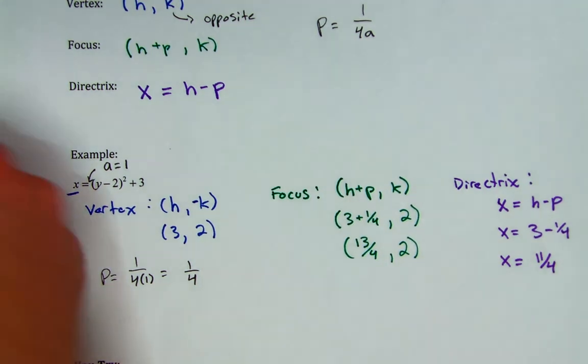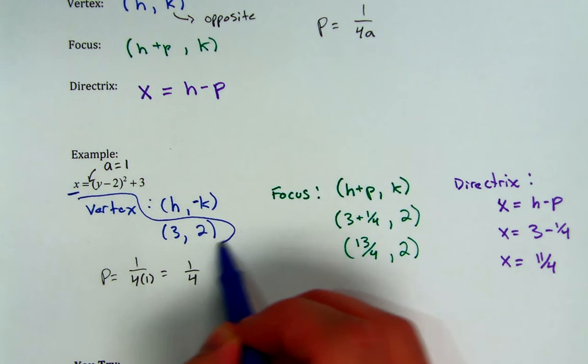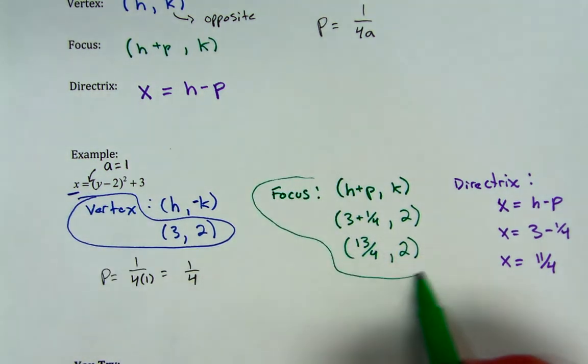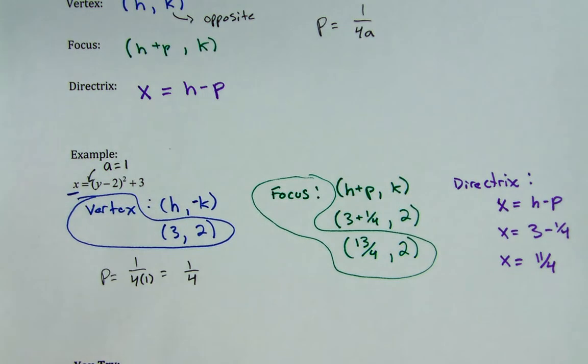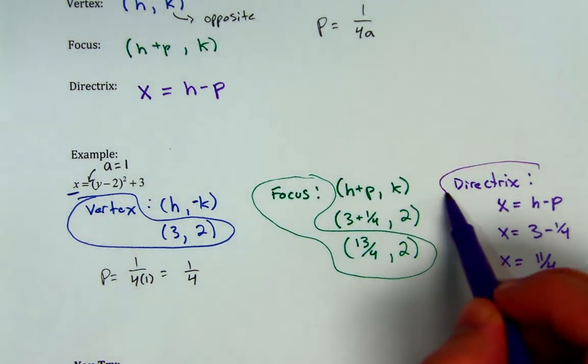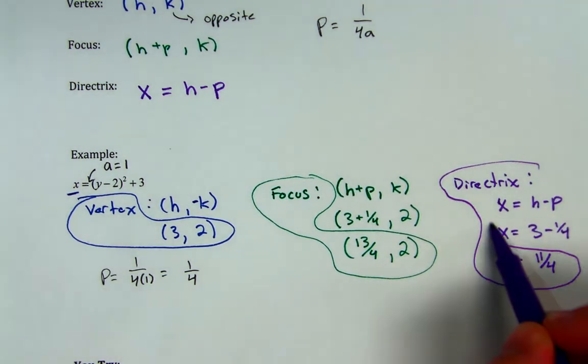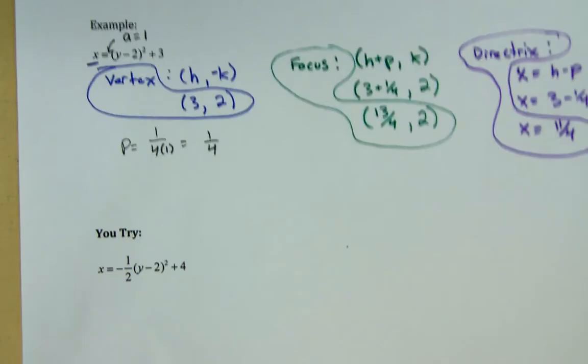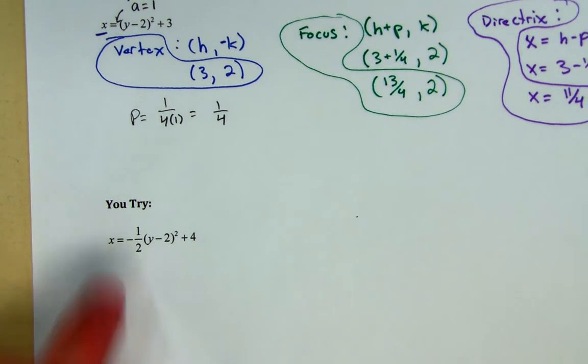So we got our 3 things there. We got our vertex, got our focus, and we have our directrix. Now all you have to do is try this example here and then bring that to class.